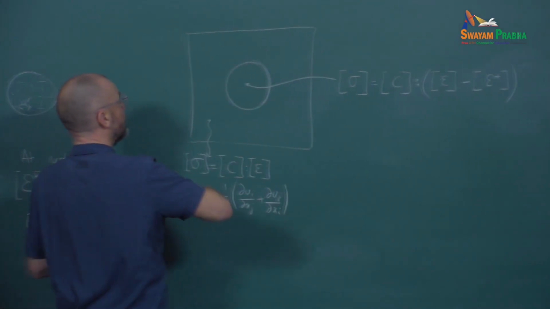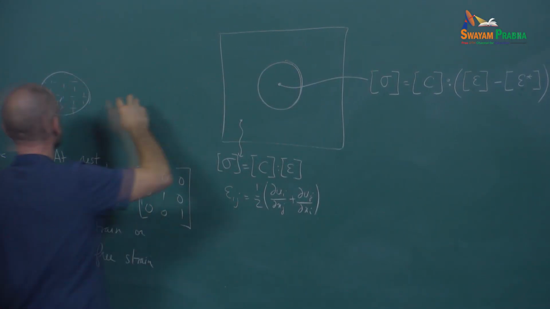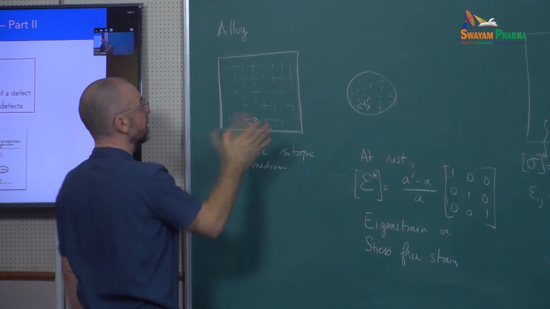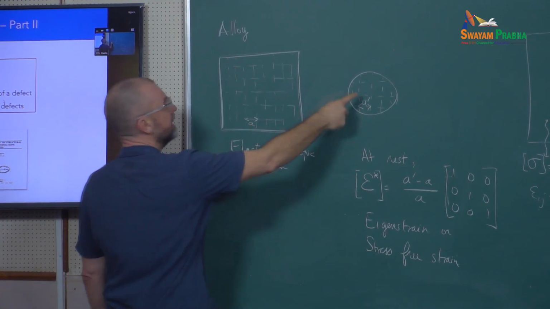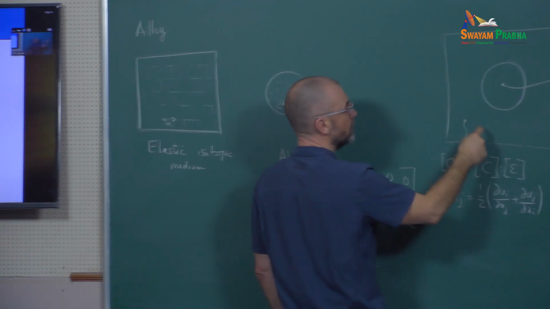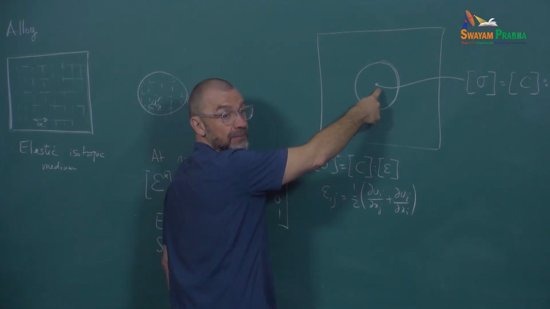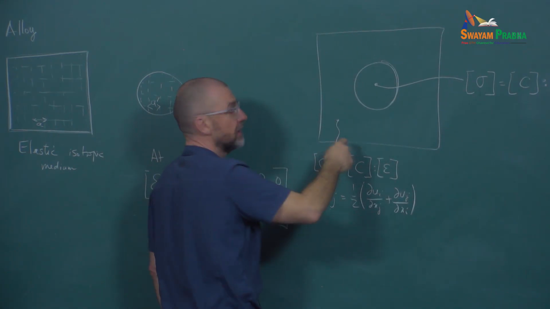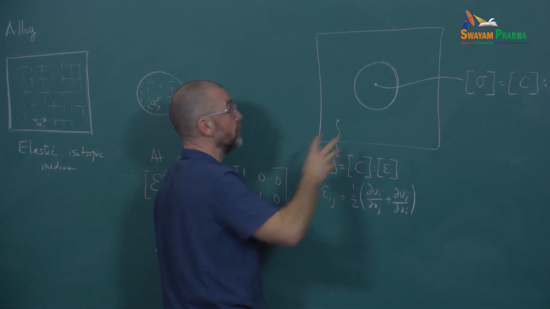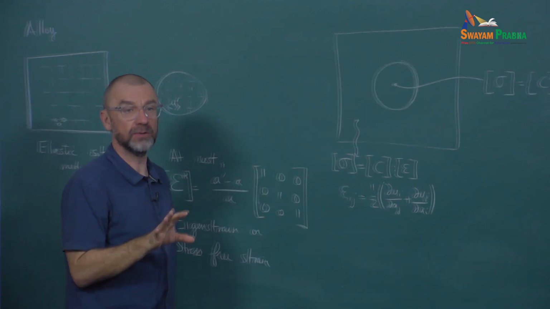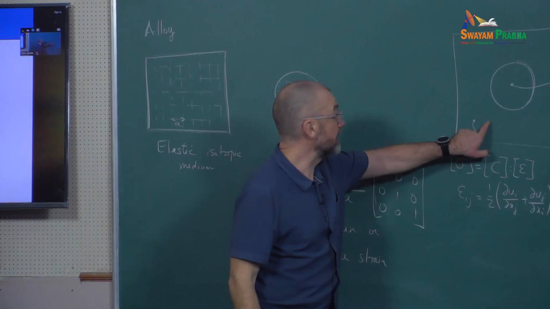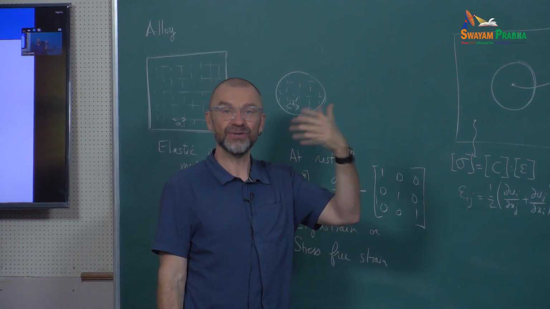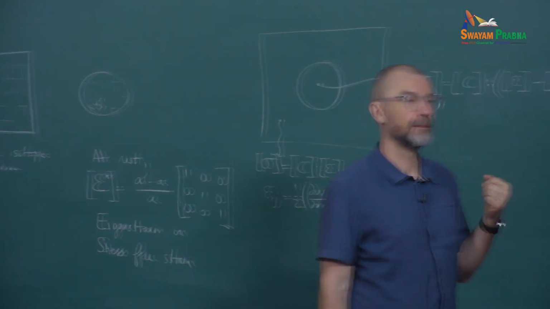Now, when I put this precipitate with an A prime parameter inside this matrix with an A parameter, clearly the deformation will not be exactly A here and A prime there, right? That's not possible. The lattice parameter will gradually change from one to the other. So the stress inside the precipitate will not be exactly equal to zero, and the stress outside also will not be exactly equal to zero.